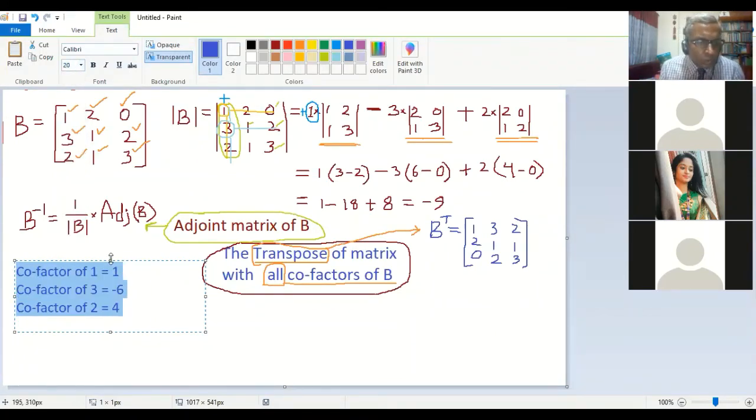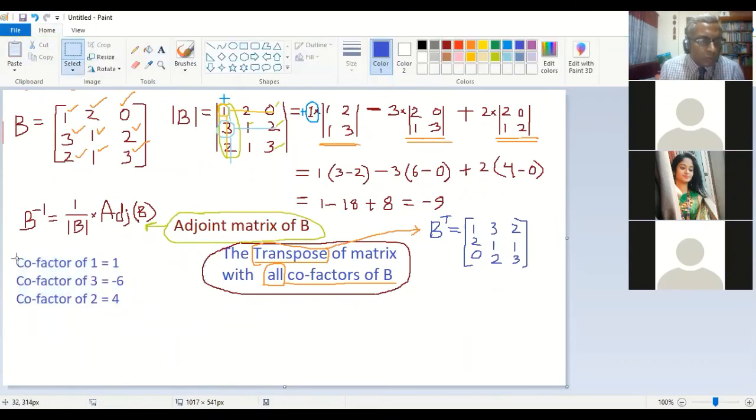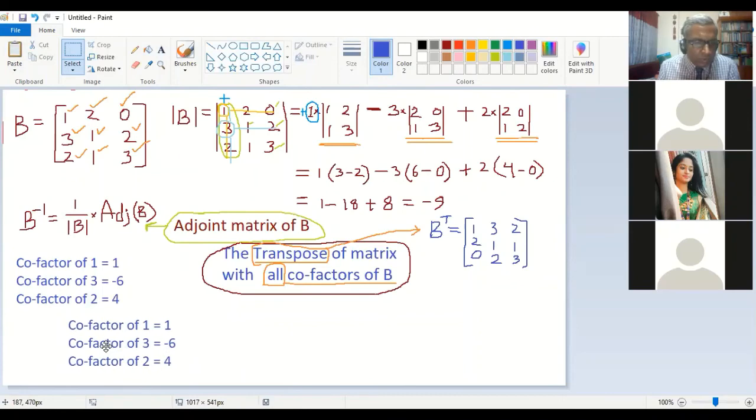Now I am just copying this part and pasting it here, and then I will find the other cofactors also. So this will be the next level. You calculate in your mind so that we can do this quickly.